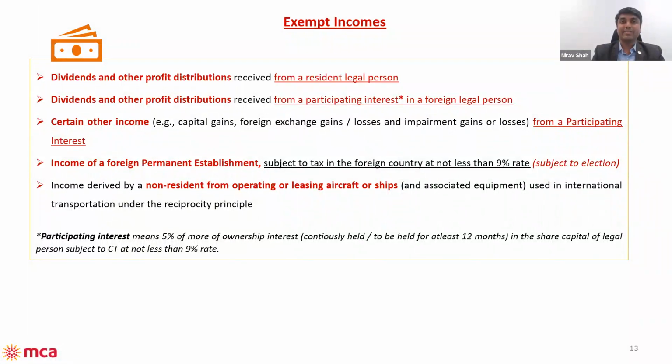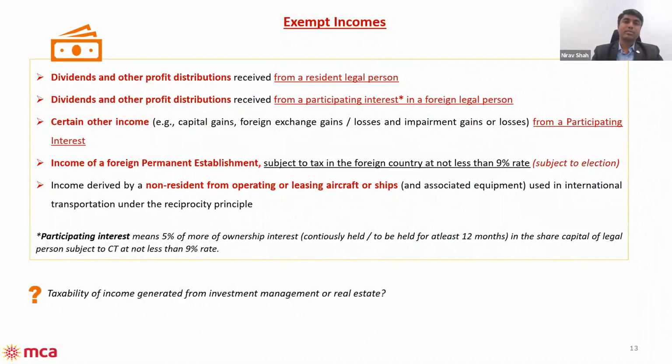However, that exemption can only be claimed if that US or UK branch is at least subject to tax at 9% in the respective country. If I can fulfill that condition, then I can claim this exemption. The fifth category of income is any income derived by a non-resident from operating or leasing of aircraft or a ship in international transportation. So this income is also not taxable in the UAE.